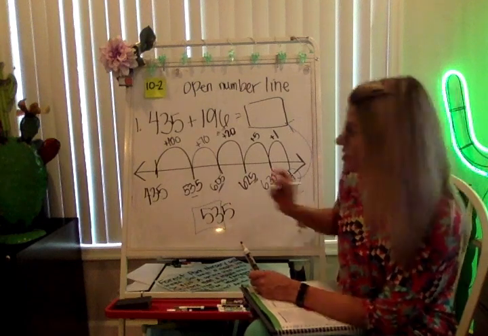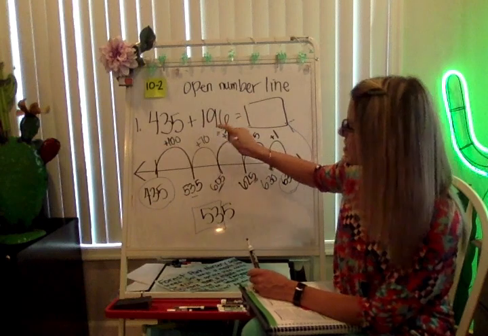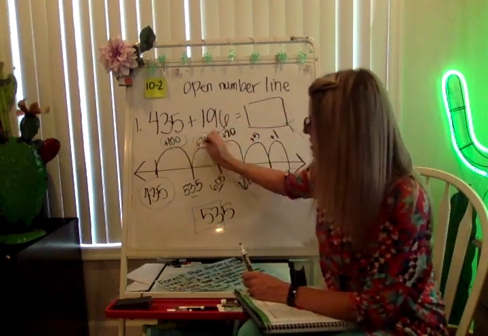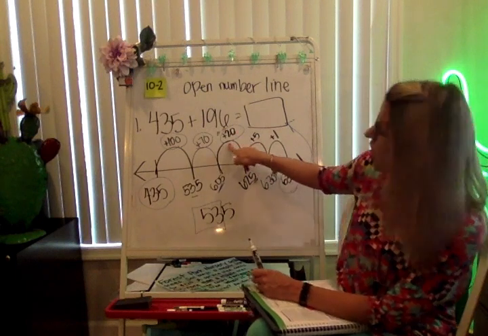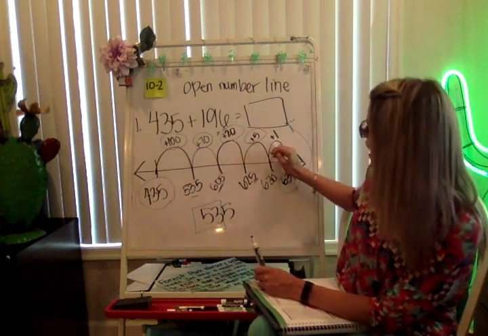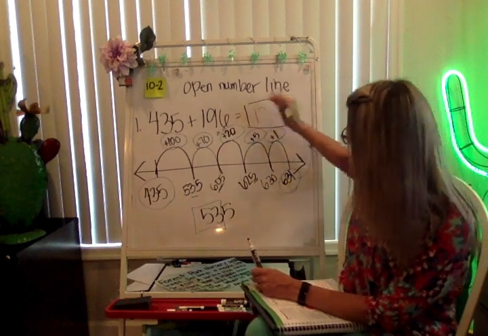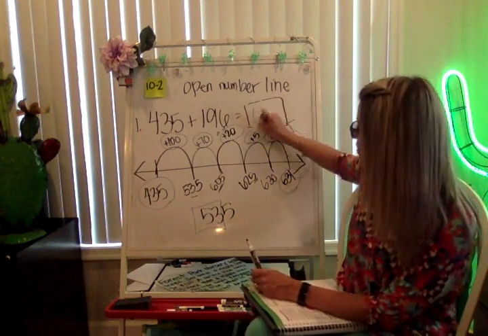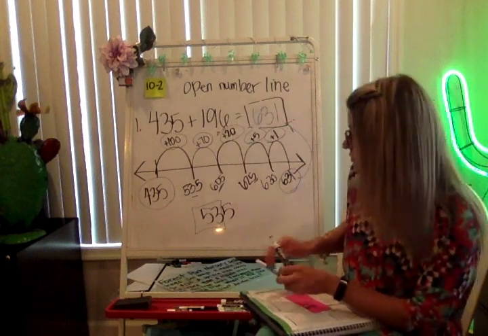But first, let's do a double check. I've got 435, and I need to add 196. 100 plus 70 is 170. Add 20 more, 190. Then we've got a 5, 195, and one more, 196. So I have added 196. I almost wrote that there. To get 631.